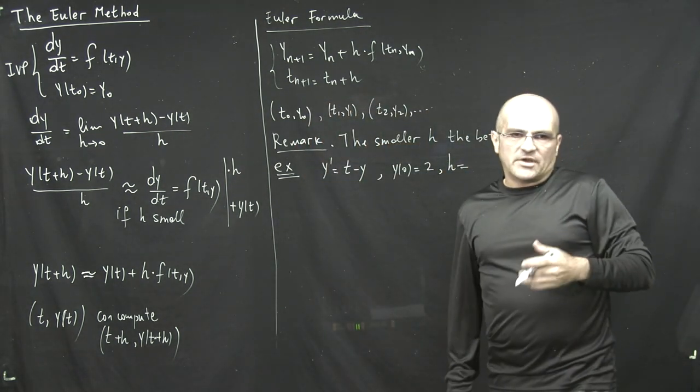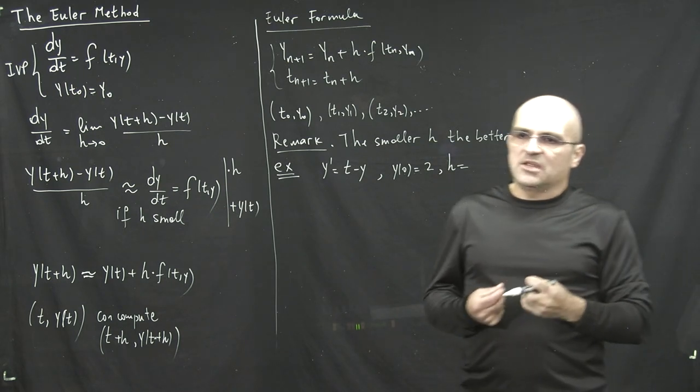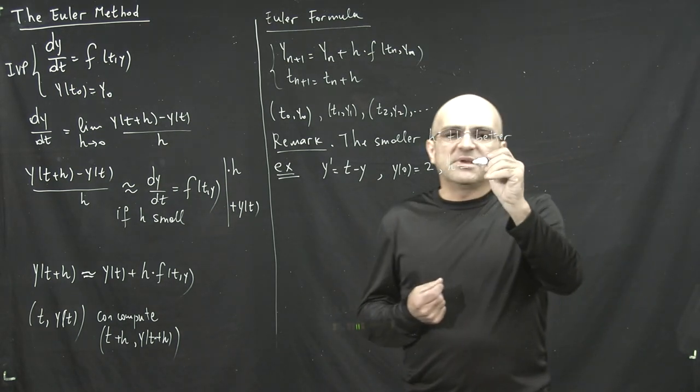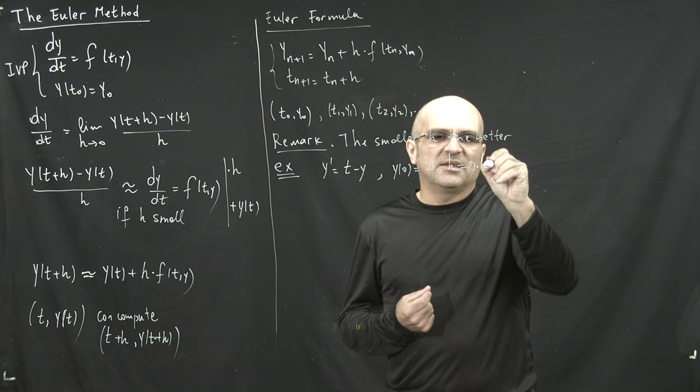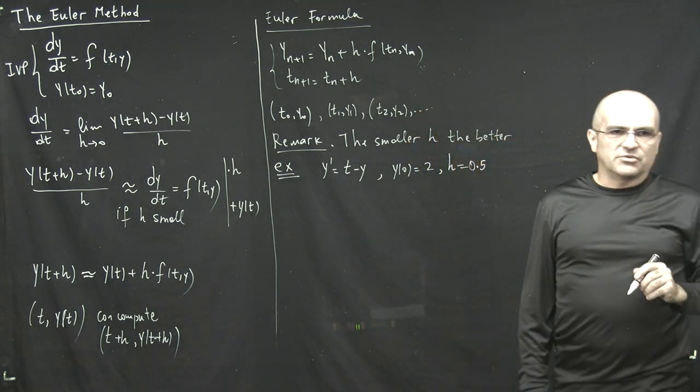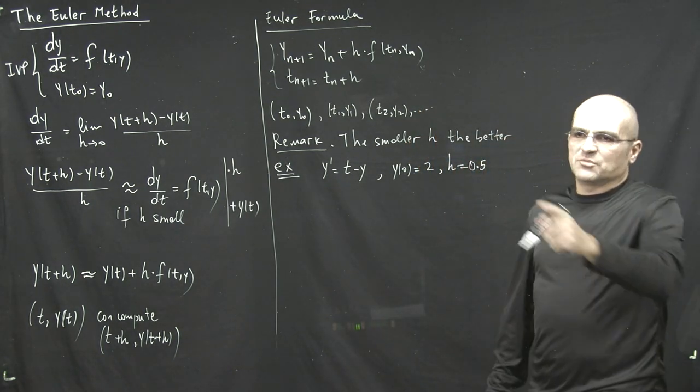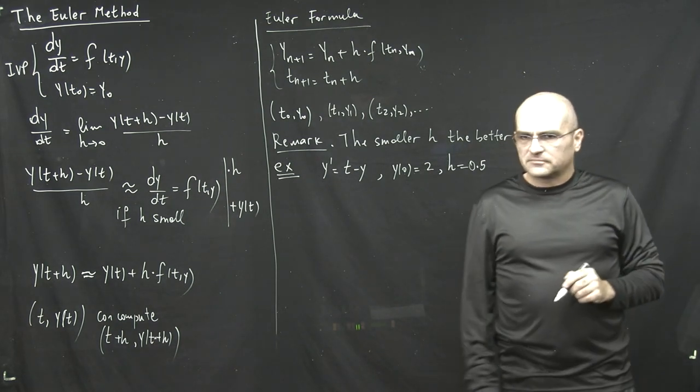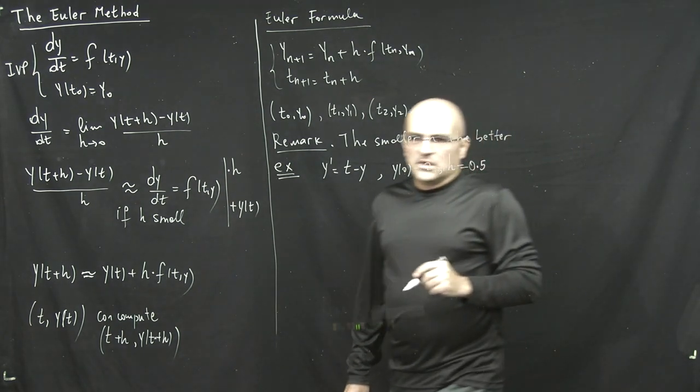Remember, the bigger the value of h, the worse the approximation is, so you want h to be as small as possible. Let's pick 0.5, which is actually still big, but it'll make it easier to compute the values right now. Normally h should be much smaller than that.